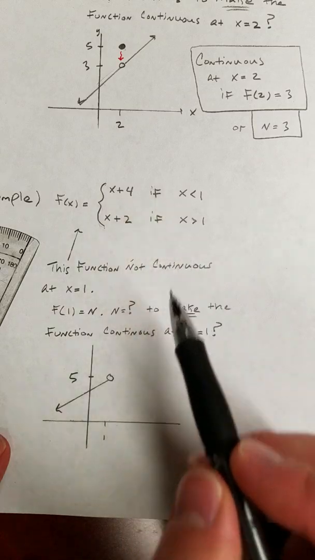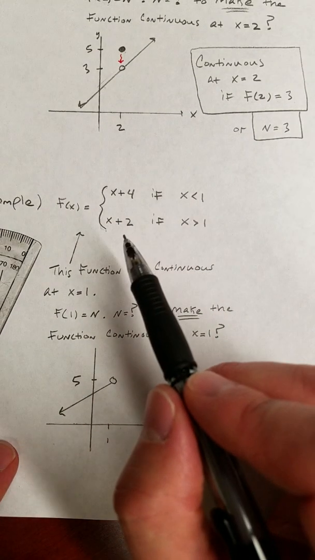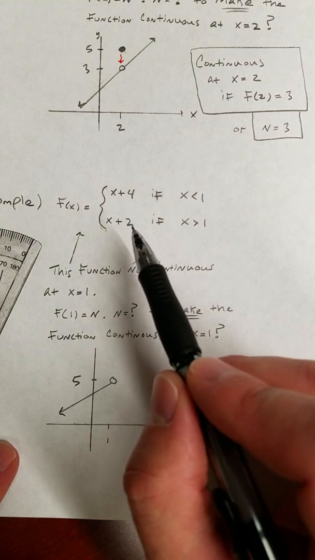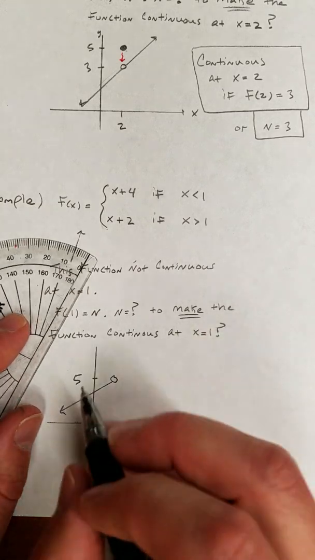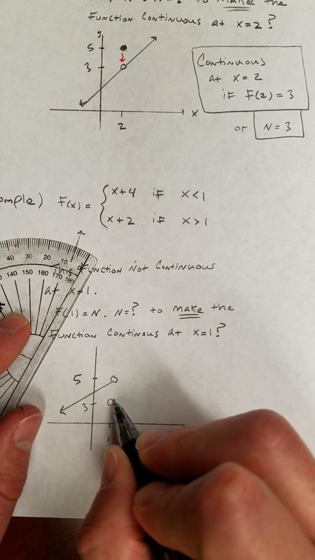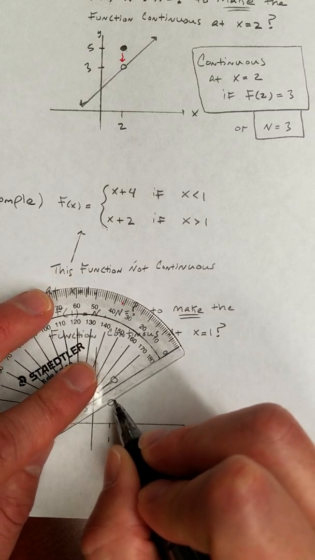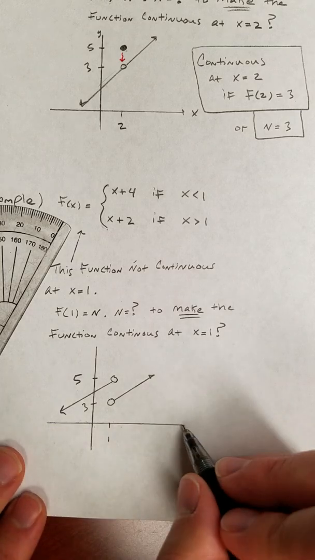Plus 4 if x is less than 1. Okay, and then x plus 2 if x is greater than 1. So that's going to look like, let's put 3 here, and it's going to go kind of like this. All right, so my scale's not perfect, but that's pretty close to what it looks like.